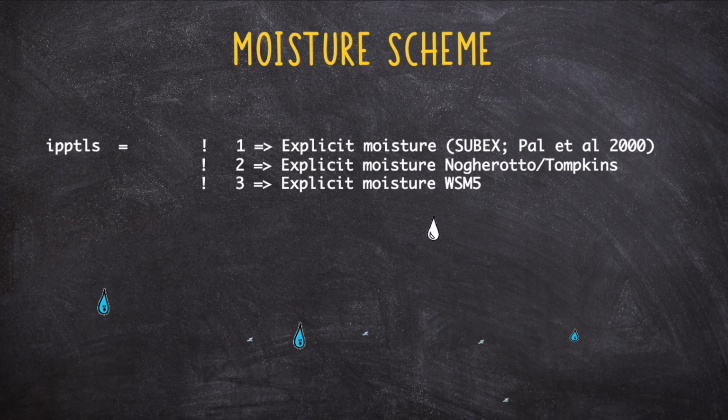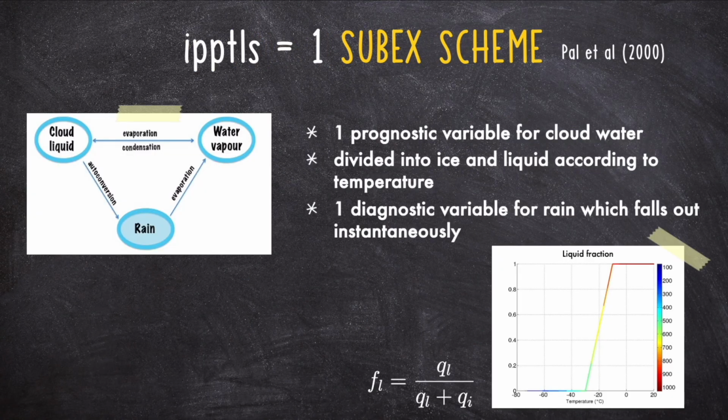Now we can analyze the moisture scheme, which is the parameterization that resolves the large-scale precipitation. In RegCM, we have three options. So setting IPPTLS to 1, we activate the SubEx scheme, which is the oldest scheme developed in 2000 by Pal et al. And it deals with one prognostic variable for cloud water.